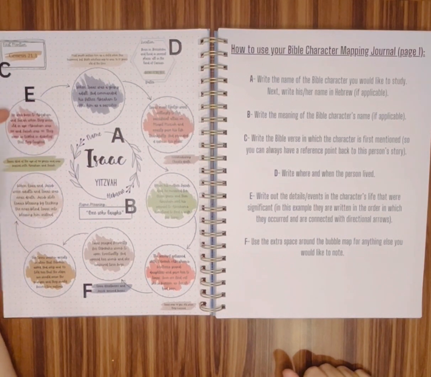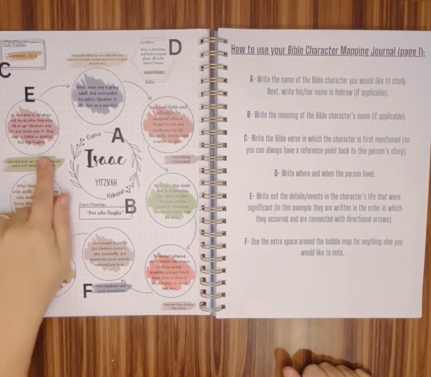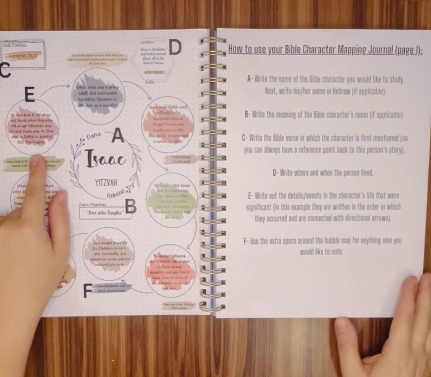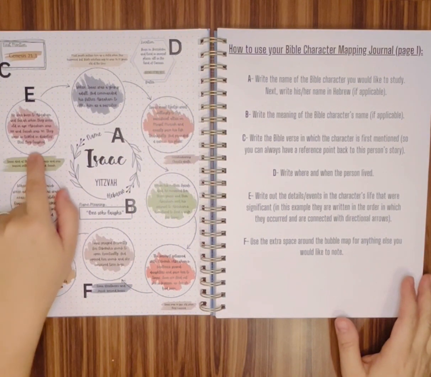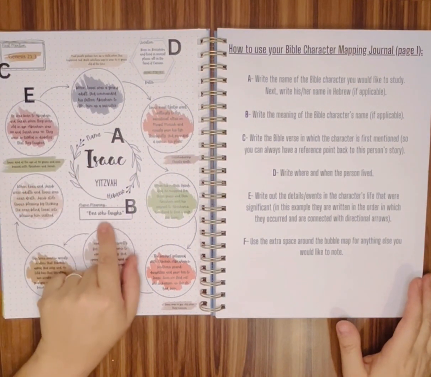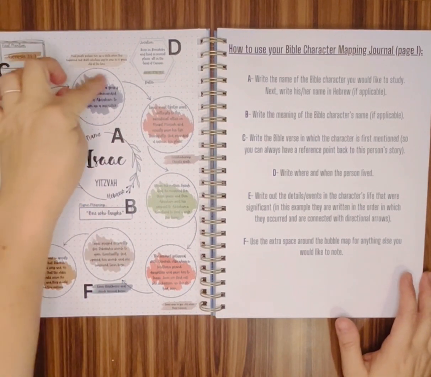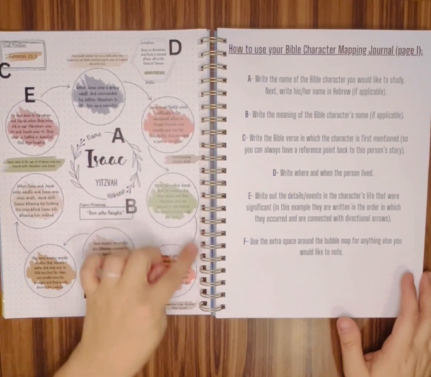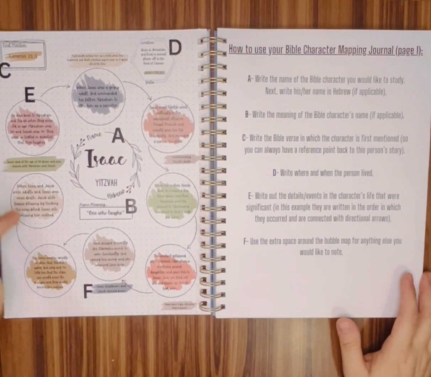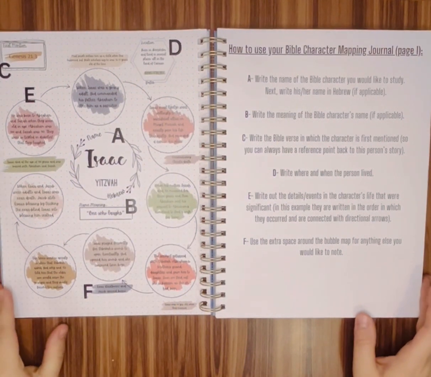So in my example, it talks about him being born to Abraham and Sarah when they were old in age. Abraham was 100 and Sarah was 90. They were so tickled in disbelief that they laughed when they found out that they were going to have Isaac, and so that kind of gives you a clue to his name meaning. And in my example, like I mentioned, it just goes from one thing to another, and these are all the events in Isaac's life that I thought were important enough to write down.